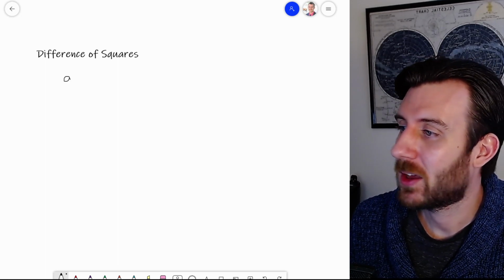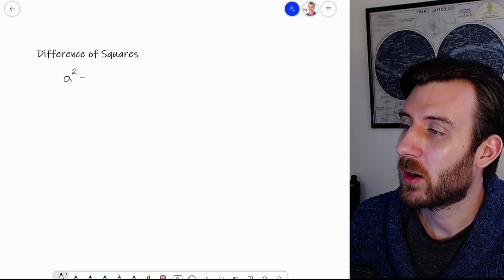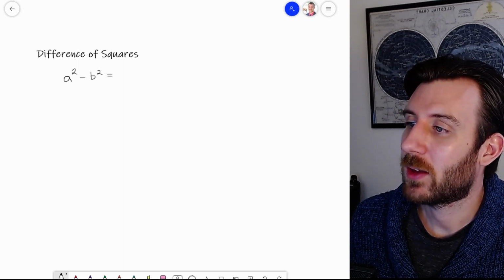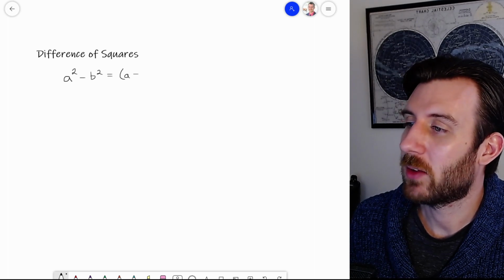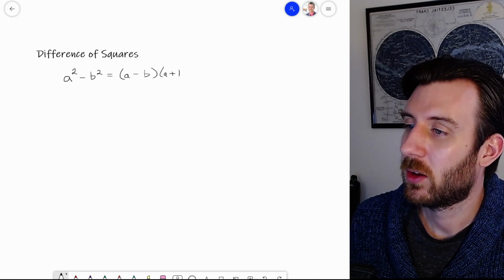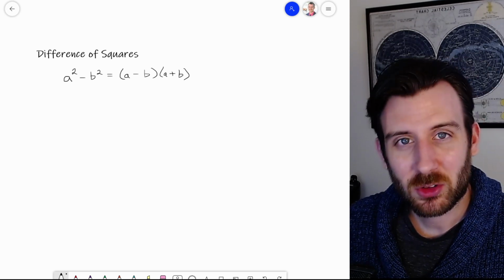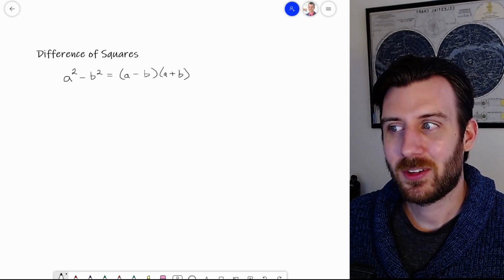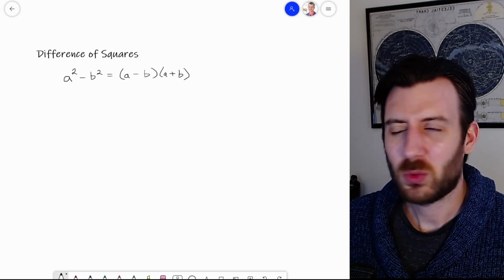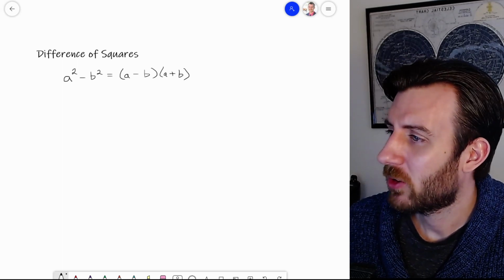It says if I take a squared, where a is some number, and I subtract b squared, where b is some number, that I can write this entire thing using parentheses, where I have a minus b in the first parenthesis and a plus b in the second parenthesis. But what does this actually mean? After all, I don't see a square, at least not the shape of a square. Should we actually be able to do this with real squares?